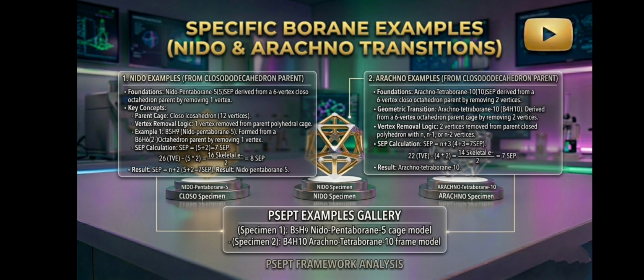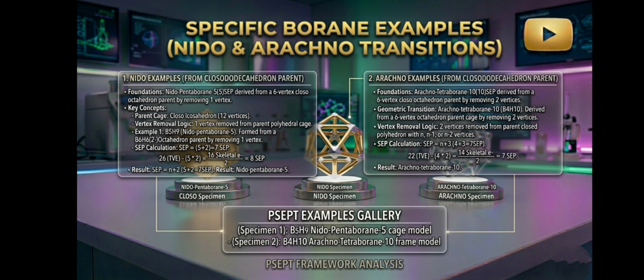Now that we have covered the general rules, let's apply them to real-world chemical specimens. We are going to look at the transition from a parent cage to nido and arachno forms. First, let's examine nido pentaborane 9. As you can see in the first column, this cluster is derived from a 6-vertex closed octahedron parent. By removing one vertex from that parent cage, we get the nest-like nido structure.